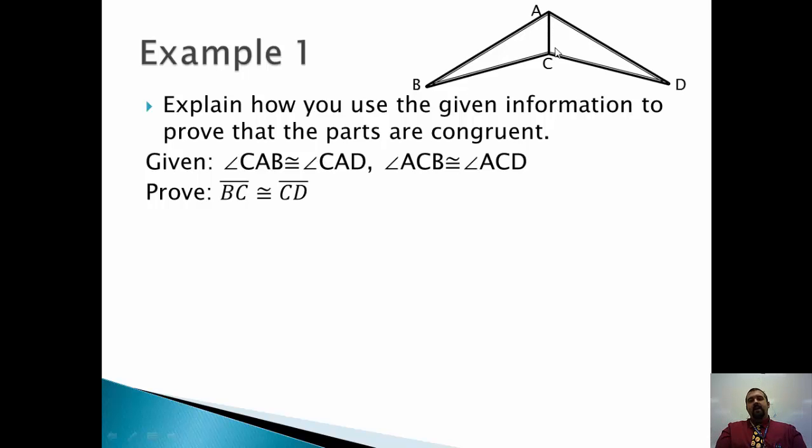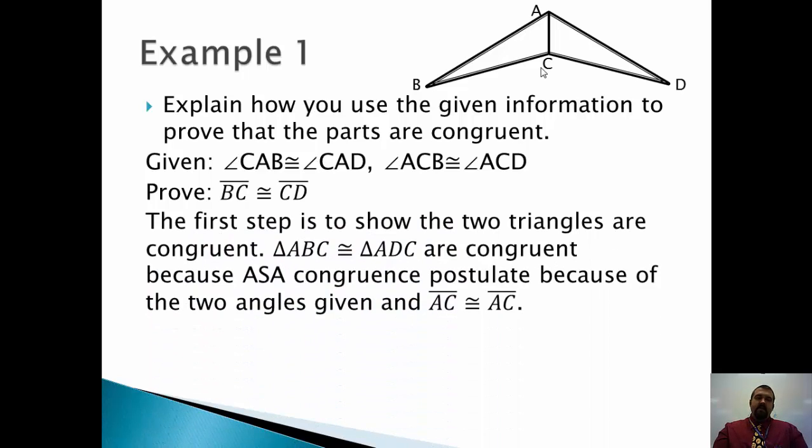I have two angles being congruent to two angles in another triangle. All I have to do is show one corresponding side is congruent, and I can show those two triangles are the same. And if I know those two triangles are the same, then I can very easily say segment BC and segment CD have to be congruent because they are part of congruent triangles. So the first step is to show that two triangles are congruent.